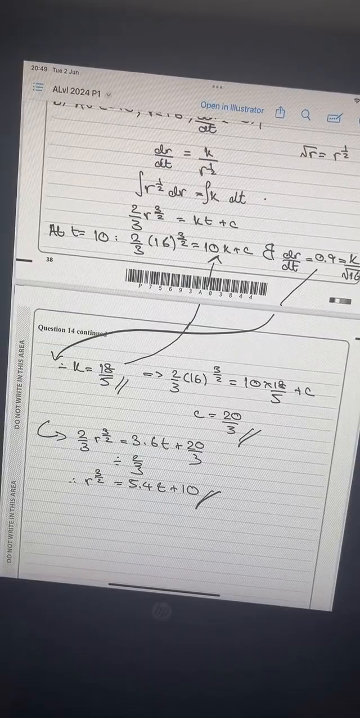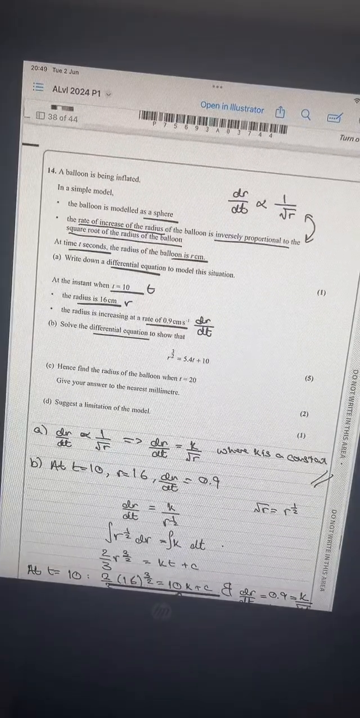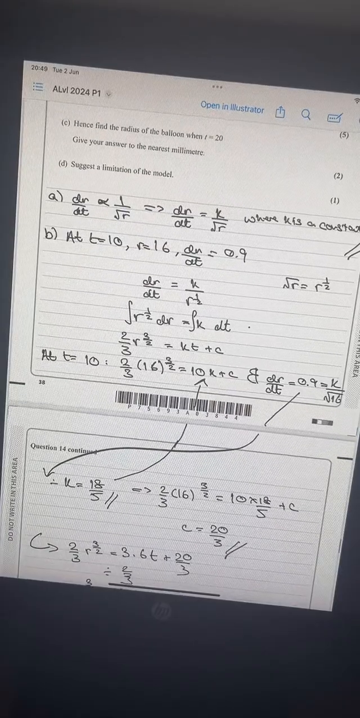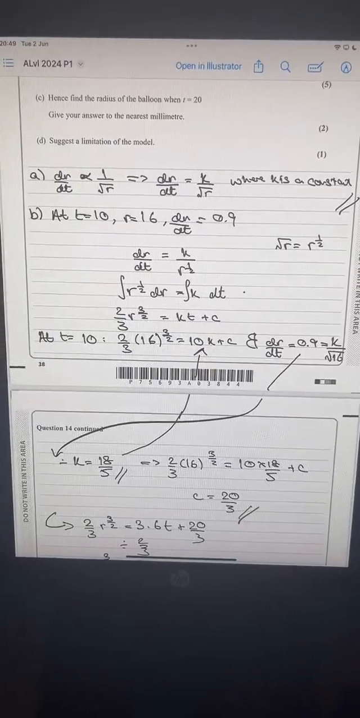And that is how you do part B of the question for a nice 5 marks with the answer given. So that one, again, is just solving a differential equation, separating the variables. I am very sorry that this is lopsided. It must be bugging you. Okay, there we go.